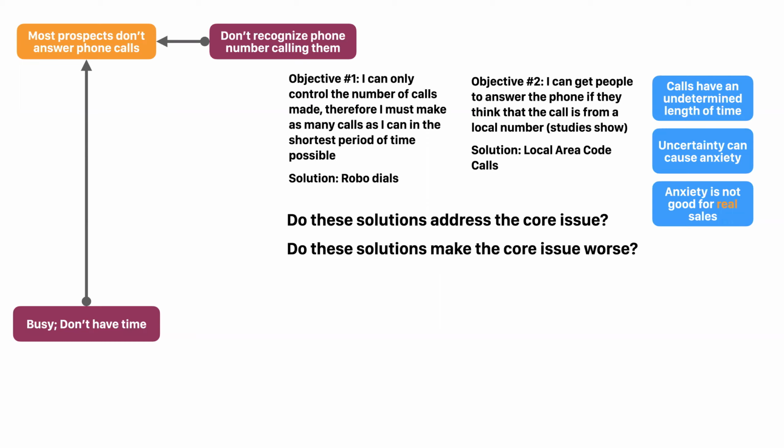So, that's the fascinating part. When we start trying to find solutions to core problems, the first thing we have to do is make sure we're real clear on the core problem and that our solution actually addresses it. So if the core problem is people don't recognize phone numbers calling them, then whatever solution we do end up coming up with has to address that core issue. Otherwise, what is it doing, right?